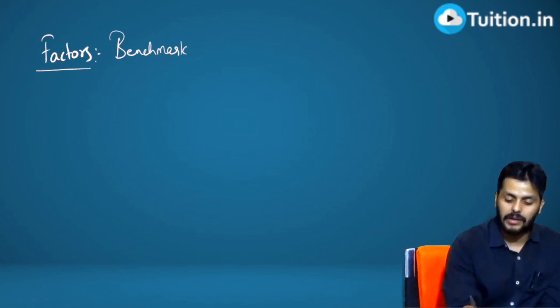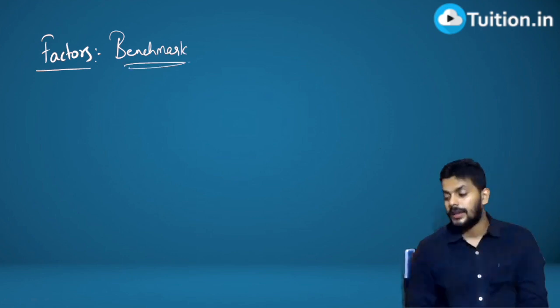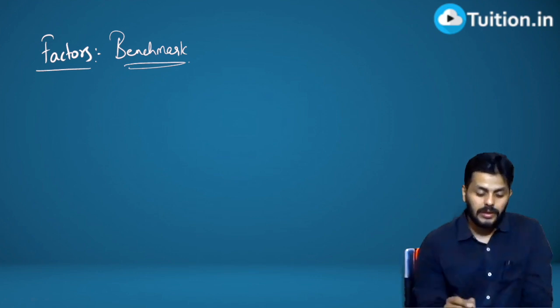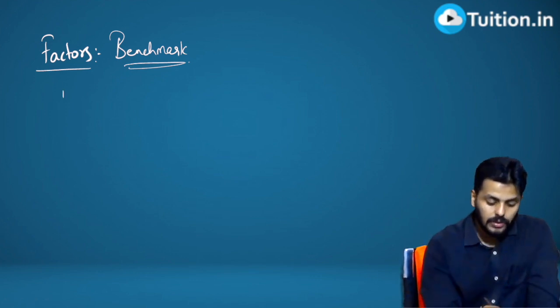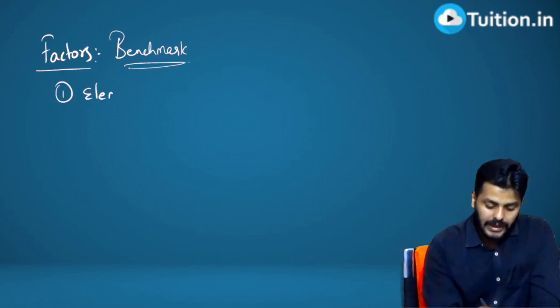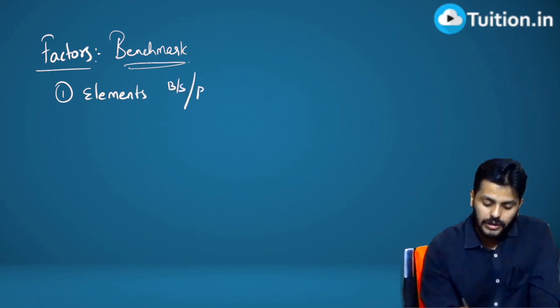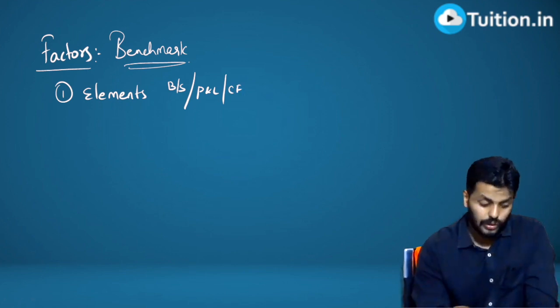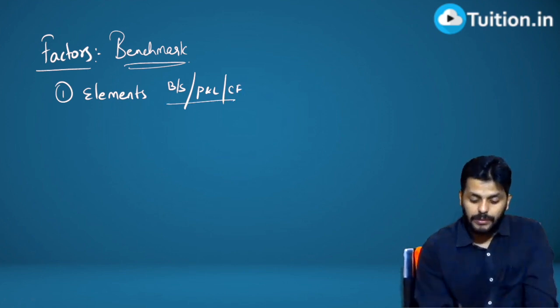So if you're having the book right now, guys, you can mark 2 stars to this question. 5 points are there, they're very important. So factors that affect the benchmark: 1, what part of the elements, you have to cover all elements of financial statement, that is nothing but the balance sheet, P&L, cash flow, notes and all that, right?